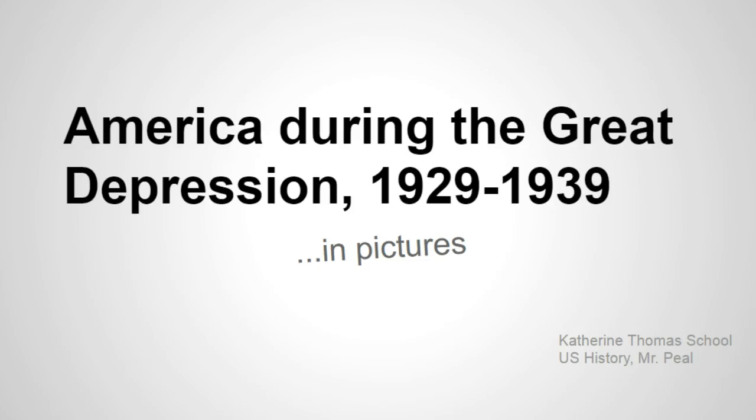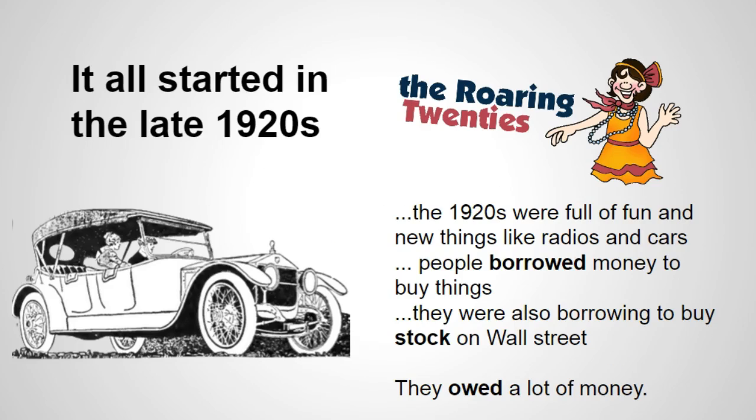The Civil War and Great Depression were the two biggest events in U.S. history, so it's a good idea to pay attention to see what happened. To understand the Great Depression, you need to start in the late 1920s. These were the roaring 20s, good times, full of fun and new things like radios and cars.